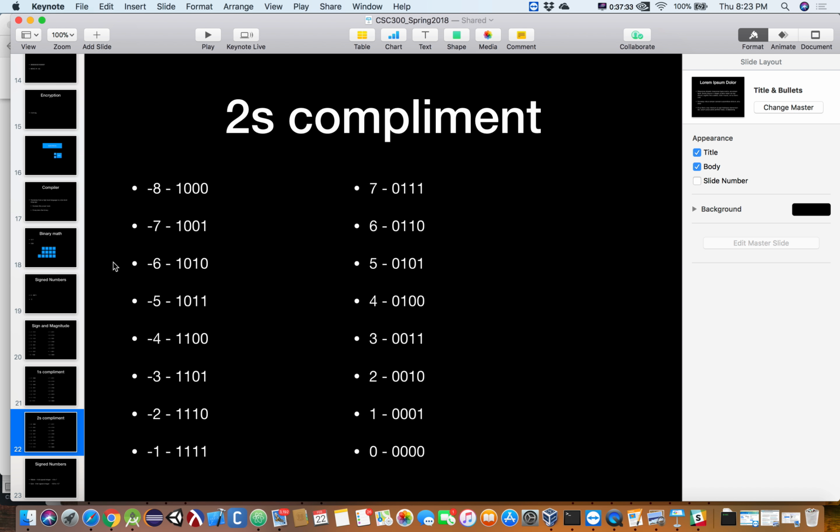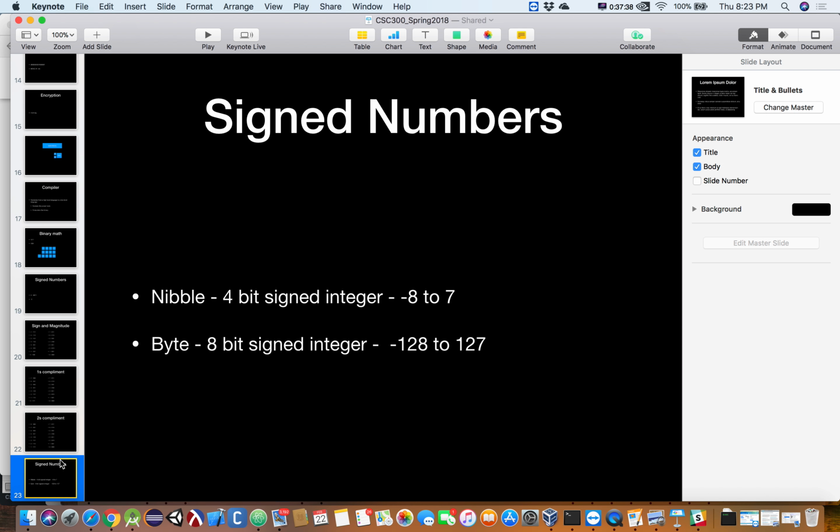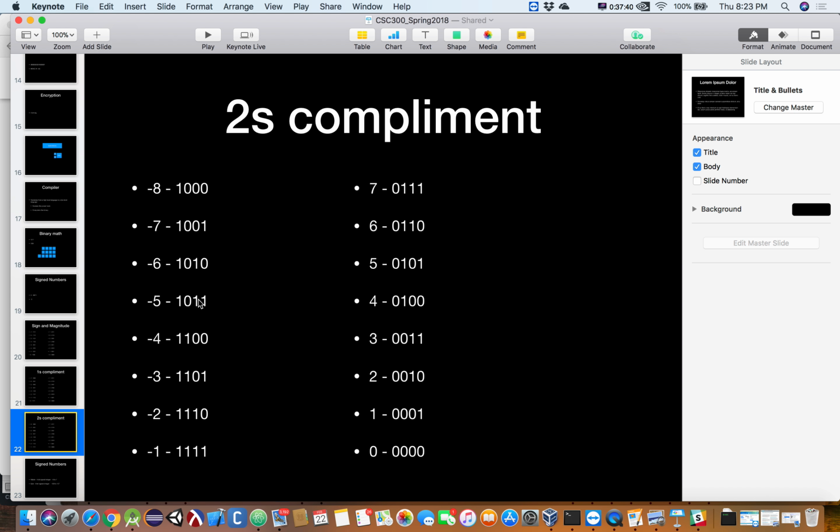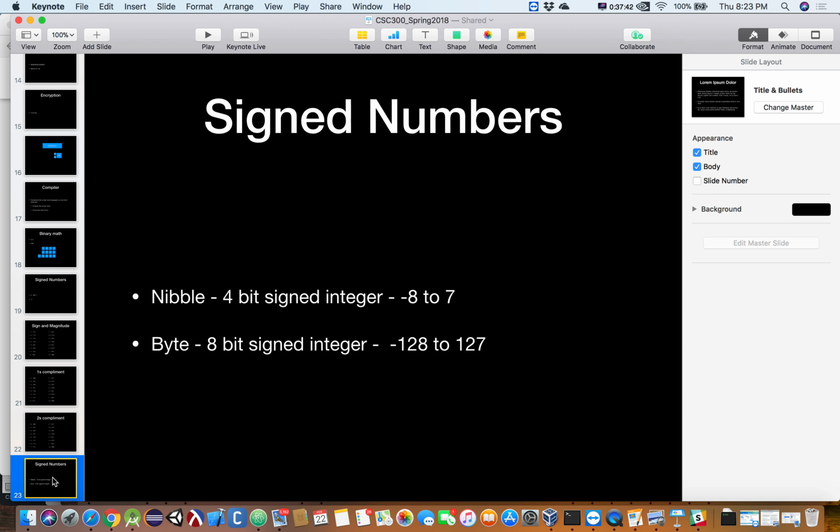All right, so now, if we assume a value is in 2's complement, when we deal with signed numbers, that looks like this. Let's assume I have the number 1,000 based on this.